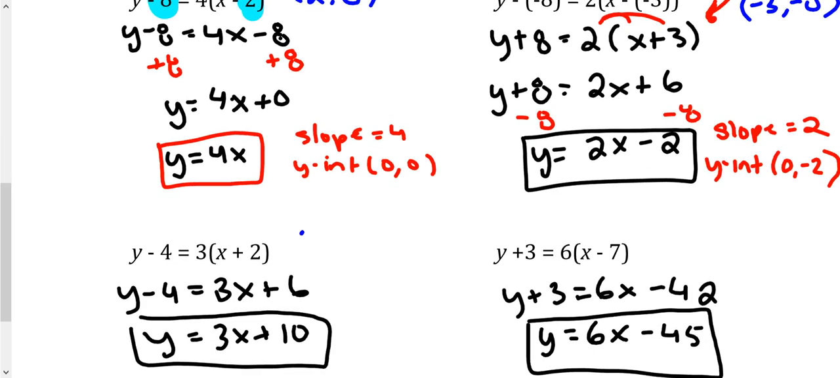For number 4, they've done the work for us. They already changed it to that positive 2, so we want to be extra careful. This is an x value of -2, right? This is the same as x minus -2. And then we have a positive 4. In this last one, positive 7, because that negative's there.